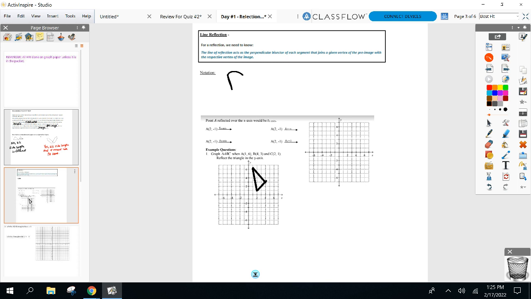Have you guys heard of the term subscript? When you're writing letters, a subscript is something that's written kind of below it. You will always see the lowercase r, which means reflection, and then something will always be written below it. And that something is the line you reflect over. So whatever line you want me to reflect over will be put in the subscript.